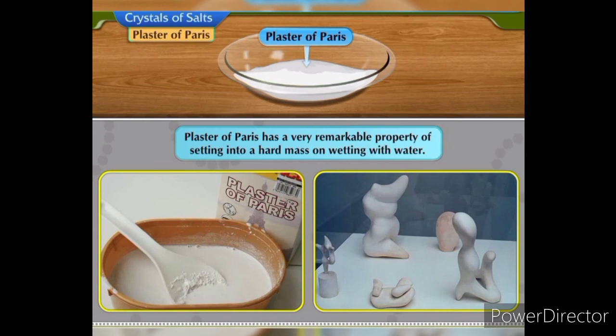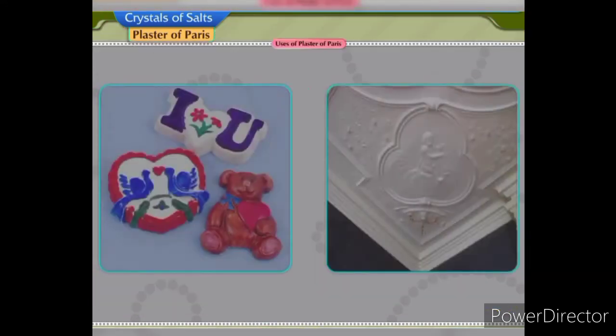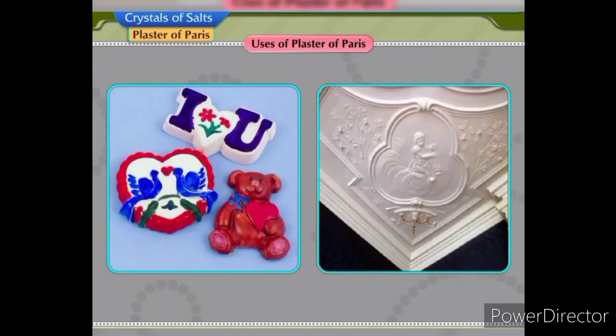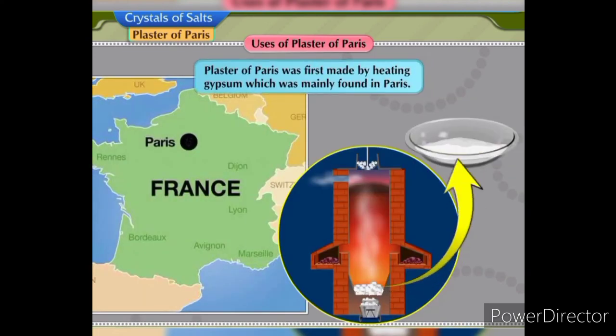It has a very remarkable property of setting into a hard mass on wetting with water. Plaster of Paris is used in making toys and decorative materials. It was first made by heating gypsum, which was mainly found in Paris. Therefore, it is named as plaster of Paris.